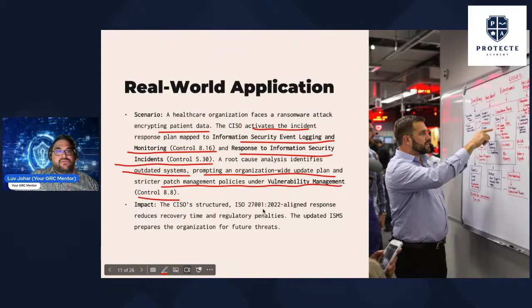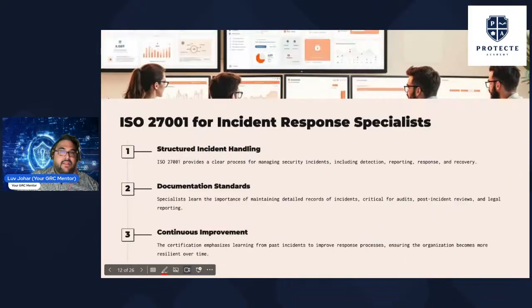So the CISO got to know about this because he had an understanding of ISO 27001 controls, and he had time to respond accordingly and reduce the recovery time and regulatory penalties because of the different responses that he gave. And the ISMS also got updated, preparing the organization for future threats as well. So the beauty of the controls is that when you are working in the right direction, you know which control you need to apply, you know when to apply, and you know how to apply. All three things, if you really have a good understanding of ISO 27001.